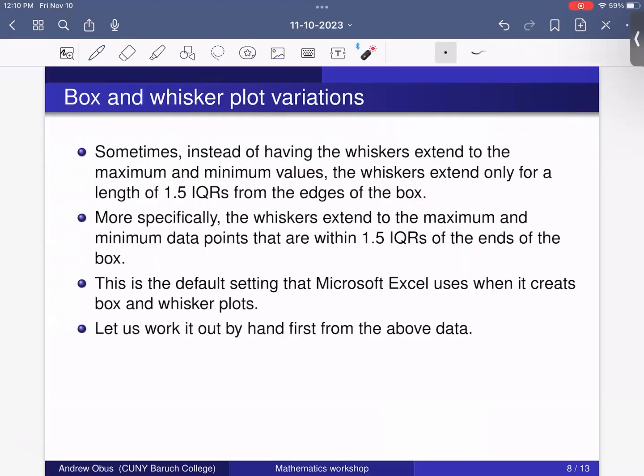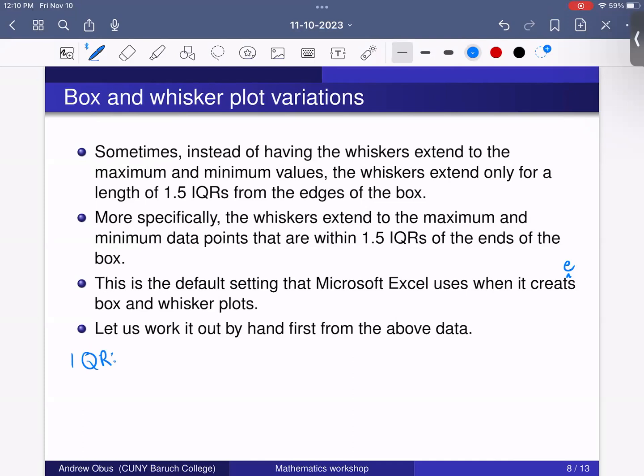So sometimes in your box plots, you only go up to 1.5 interquartile ranges from the ends of the box. This is a pretty standard convention. You'll see this a lot. And in particular, this is the default setting that Microsoft Excel uses when it creates box and whisker plots. Okay, so if we work it out by hand from the above data, what do we have? Well, we have the interquartile range.